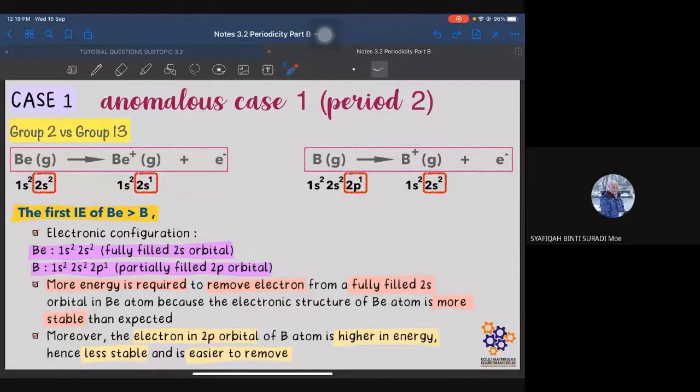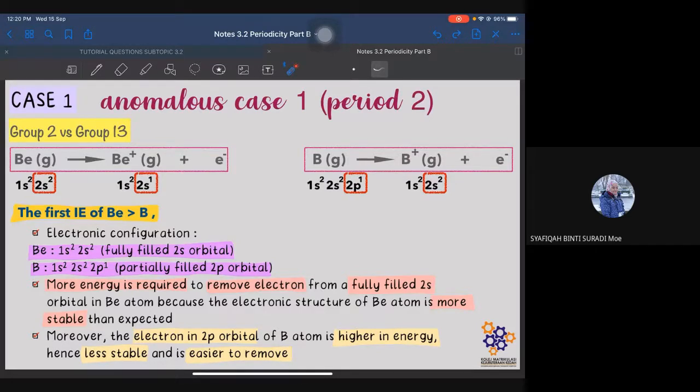Okay, so untuk kita explain the reason why the first IE of beryllium is larger than boron, kita kena buat dia punya electronic configuration. So kalau kita buat dia punya electronic configuration untuk beryllium, it is 1s2 and 2s2. And then untuk boron, 1s2, 2s2, 2p1. So kalau kita tengok kat sini, beryllium kita ada fully filled 2s orbital. Okay, and untuk boron kita ada partially filled 2p orbital. So kita tahu partially filled is less stable compared to fully filled.